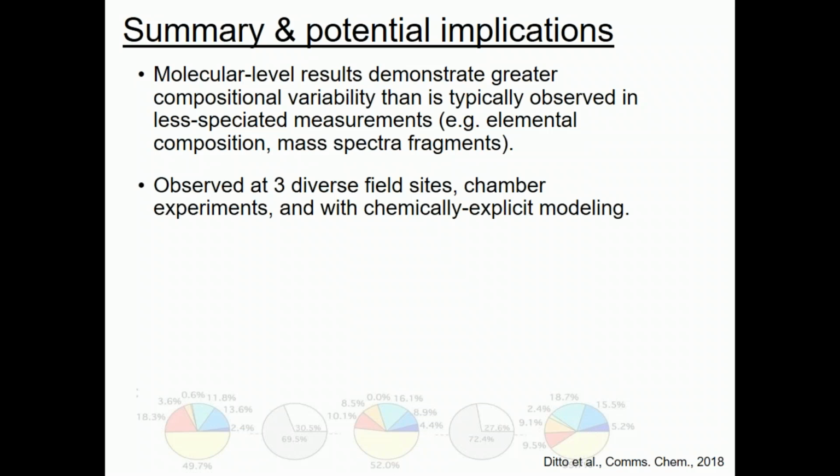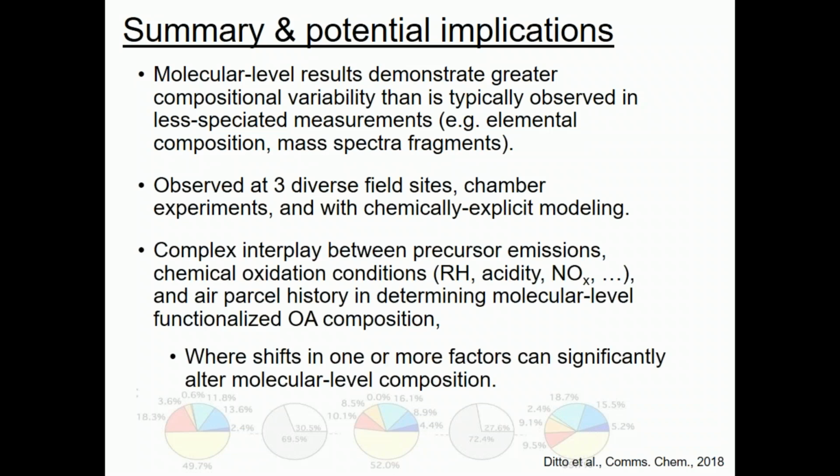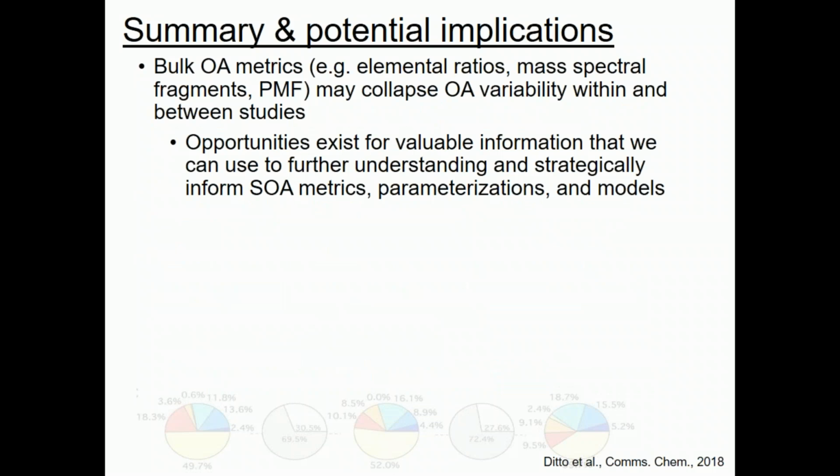And we observed this at 3 different sites in chamber experiments and with completely independent chemically explicit modeling. And so we see here really a complex interplay between precursor emissions, the chemical oxidation conditions, and the air parcel history that together are going to provide this molecular level variance. So it's not just one of those factors, and where you have multiple shifts in one or more factors, you can then even affect it more because you're playing with more variables.